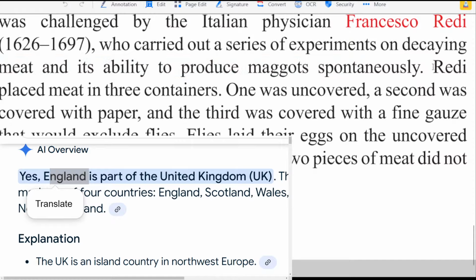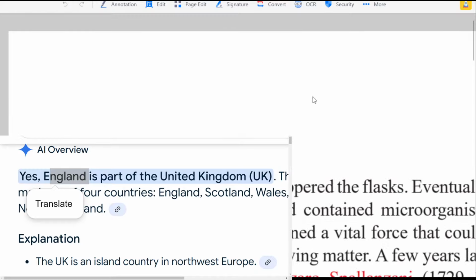So it wasn't mosquitoes. Okay, sorry, I was calling them wrong names. Maggots. Redi placed the meat in 3 containers. How did he challenge spontaneous generation? This is the process. First, he took the meat and put it in the 3 containers. One was uncovered and the second was covered.